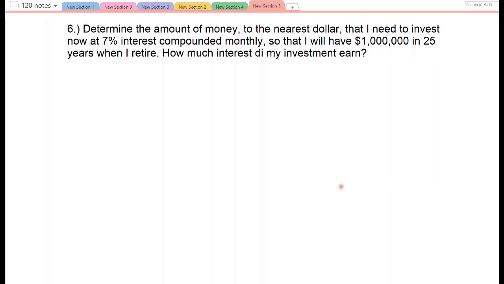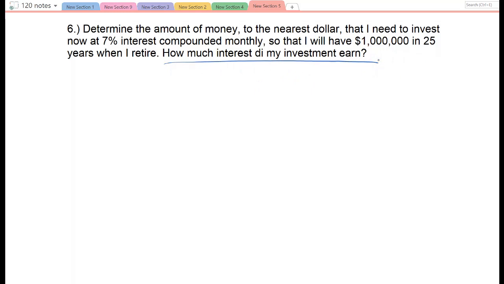Determine the amount of money to the nearest dollar that I need to invest at 7% interest compounded monthly so that I'll have $1 million in 25 years when I retire. And how much interest did my investment earn? Alright, so there's actually two parts to this. So this one is how much interest did my investment earn?